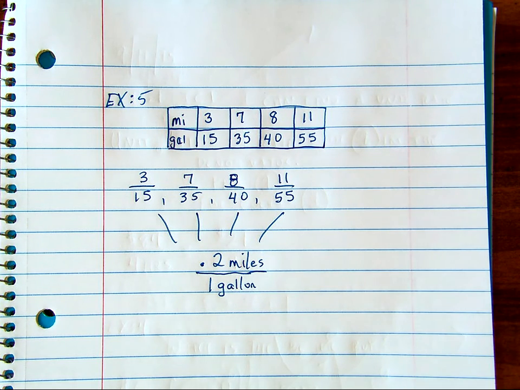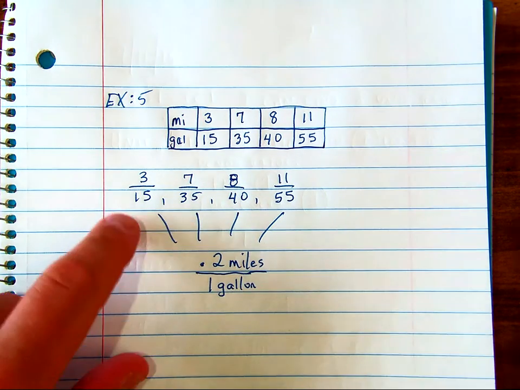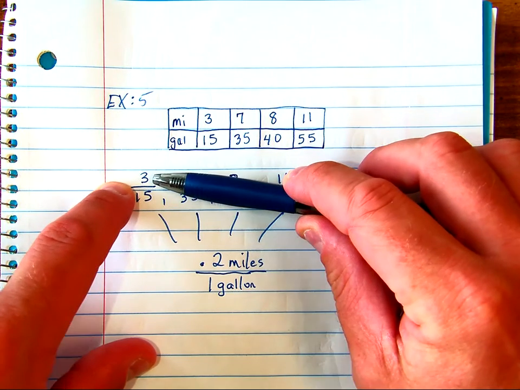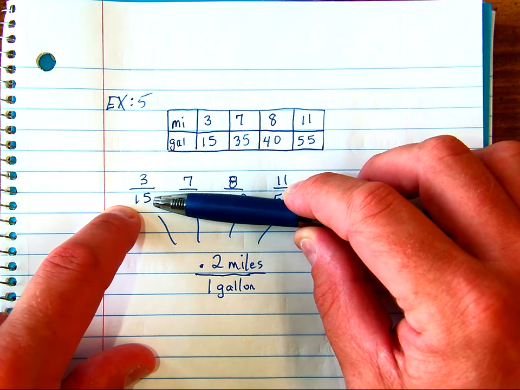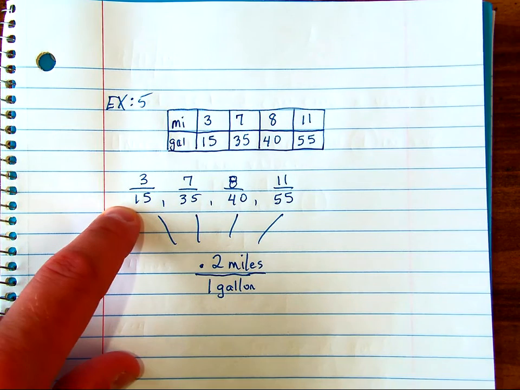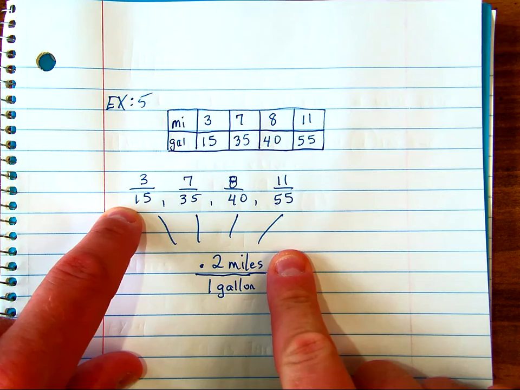So anytime the numerator is smaller than the denominator, you're going to get a decimal. This was the first method. Here's the second method.